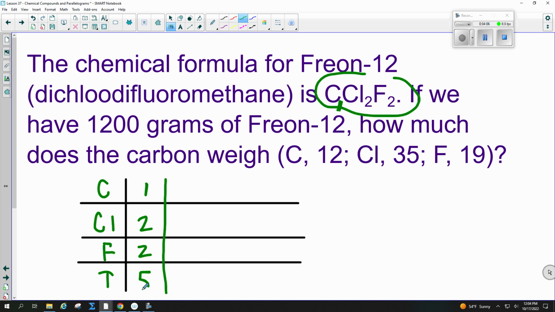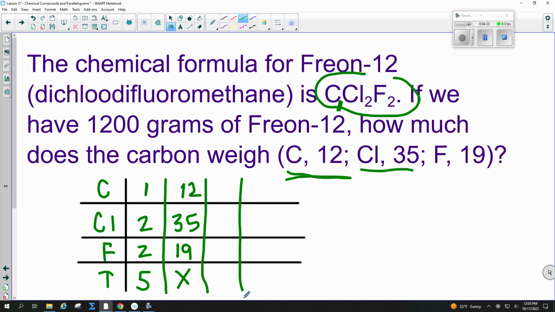The next one we do is the weight. Again, make sure you read carefully. So your carbons each weigh 12. Your chlorines each weigh 35. Your fluorines each weigh 19. You do not need a total here. Okay, we multiply now. I have 1 times 12 for a total weight of carbon, 2 times 35 for a total weight of chlorine, and 2 times 19 for a total weight of fluorine. Add those all up, and we get 120.